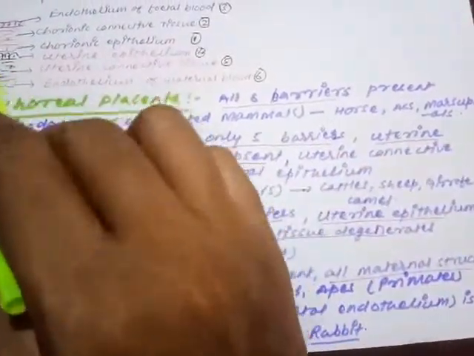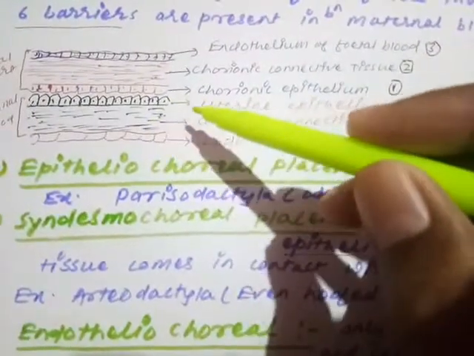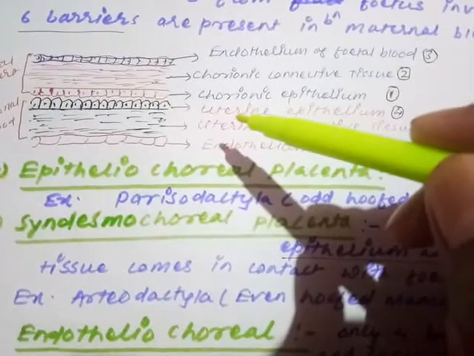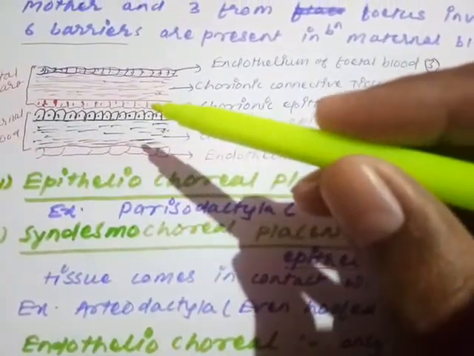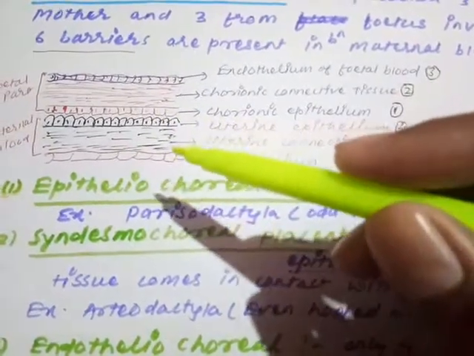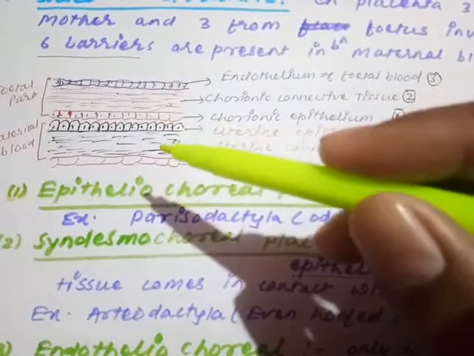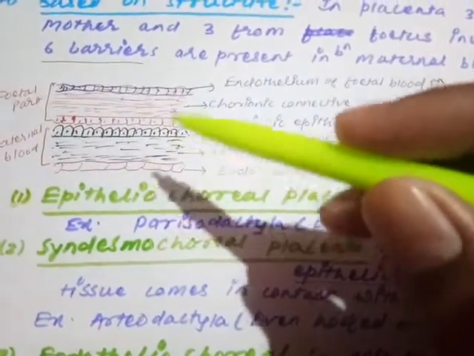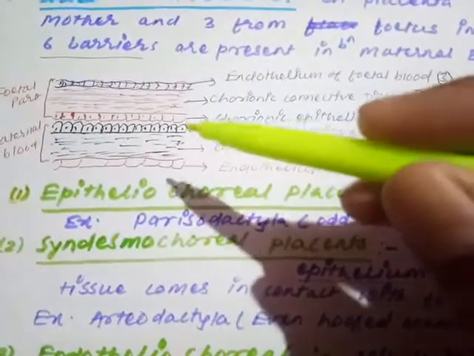So here 5 barriers are present, and first of all which one is going to degenerate? The uterine epithelium is going to degenerate. It means the uterine connective tissue will come in contact with the chorionic epithelium. So that's why syndesmo. Syndesmo means the connective tissue, chorionic epithelium. That is why this is called syndesmochorial. So only 5 barriers are there.